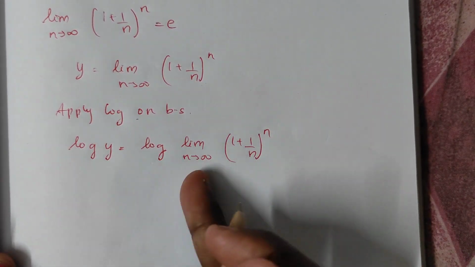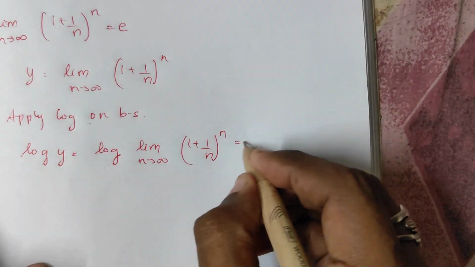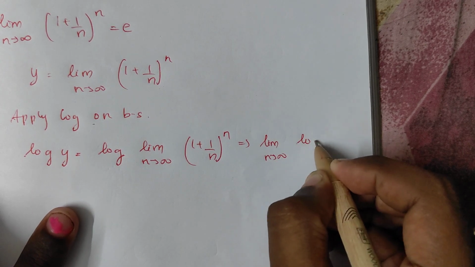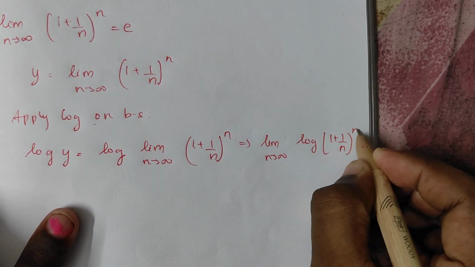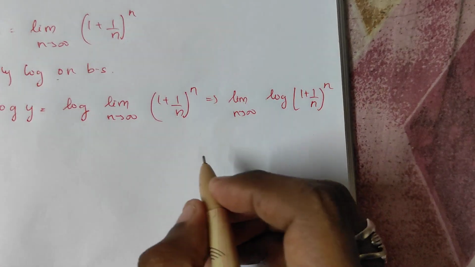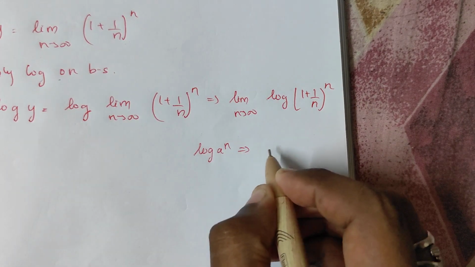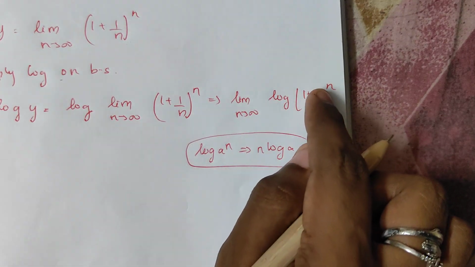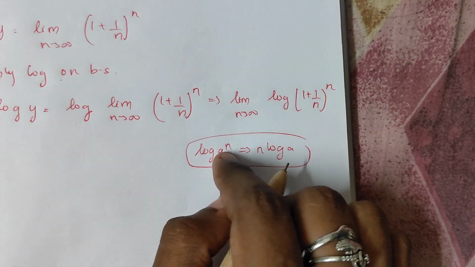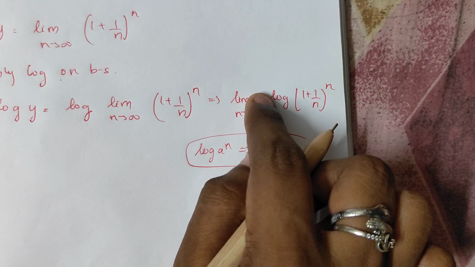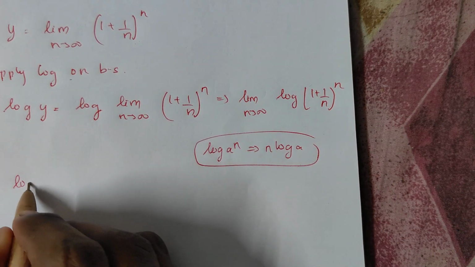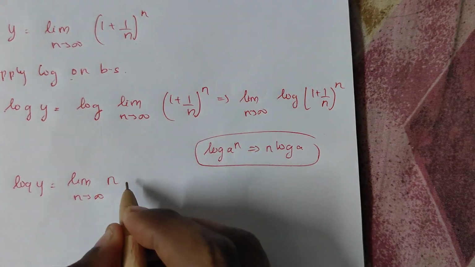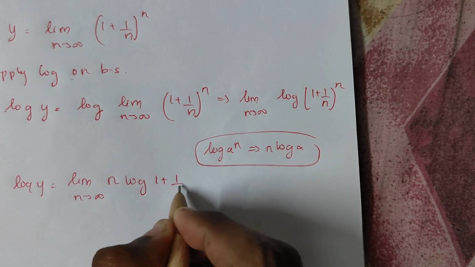Actually, you can commute the log with the limit, so bring that log here. You will get limit n tends to infinity log of (1 + 1/n)^n. Basically, log of a power n, you can write as n log a. Here the 1 + 1/n looks like a, so you can bring that n before. So I'm going to write log y is equal to limit n tends to infinity n into log of (1 + 1/n).